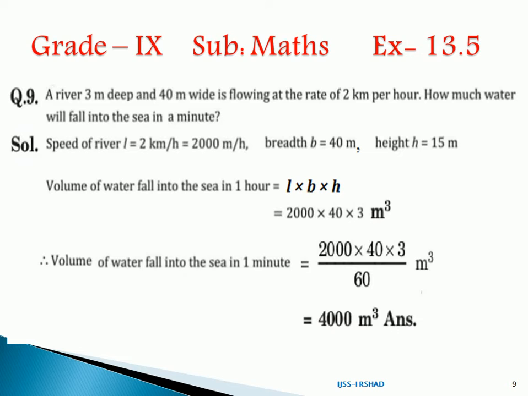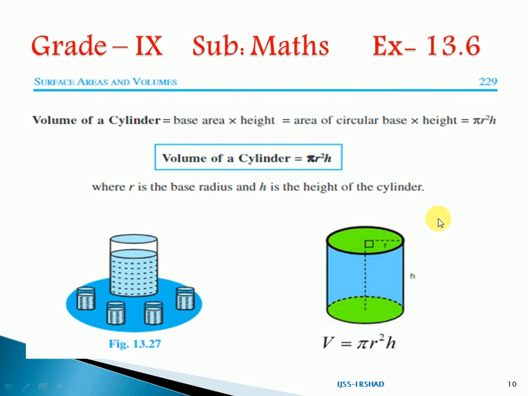And now the second exercise also we will start today, because we are having very less time and our portion is too much. So let's move to next exercise 13.6, and 13.6 is about volume of a cylinder. Previously we have done surface area of a cylinder, so you are familiar with the cylinder. Now today we will go to volume of a cylinder. What is the volume of a cylinder?